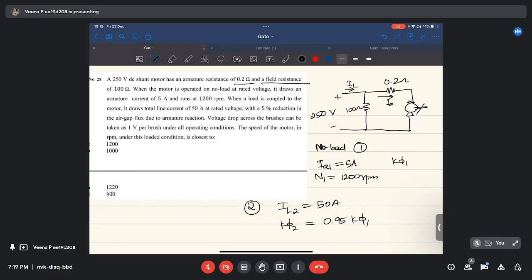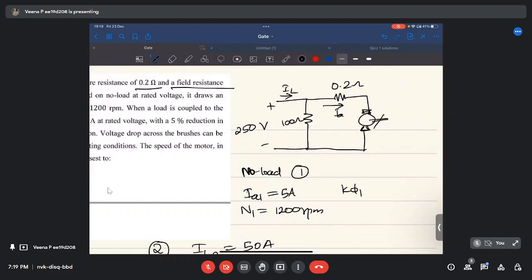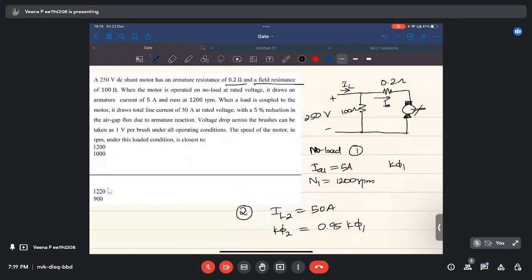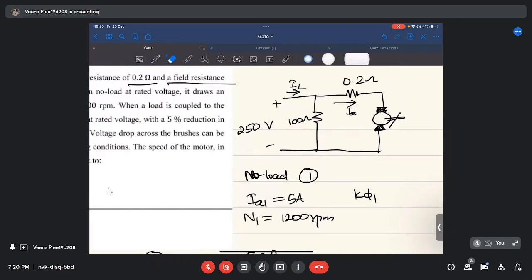Voltage drop across the brushes. When we represent the motor, these two parts are brushes. There is a brush drop of 1 volt per brush, and there are a total of 2 brushes in the machine. So if you include the brush drop in the equivalent circuit, there will be a brush drop here, then the armature, then another brush drop. So this is 1 volt, this is 1 volt, and this is the back EMF.